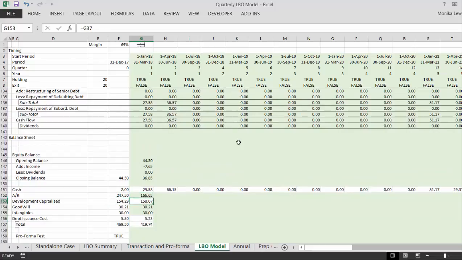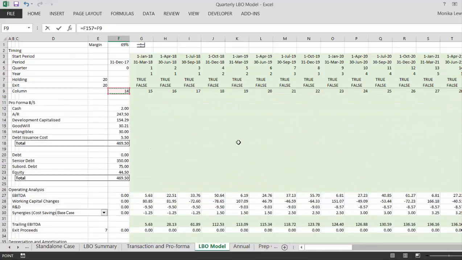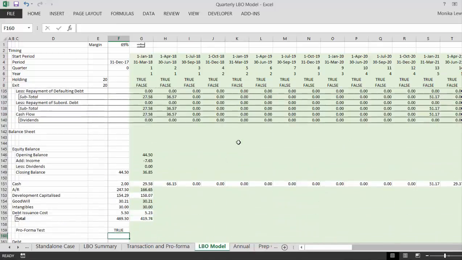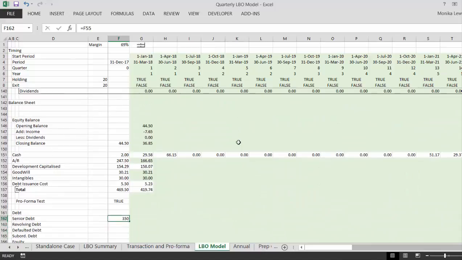And then for the development, we just had a closing balance. For the goodwill, I just took the last value, intangibles last value, debt issuance cost last value. And then the very first test is just, let's make sure that this equals the pro forma amount. Okay, you just got the starting point right, at least. That's kind of like our historic balance sheet.